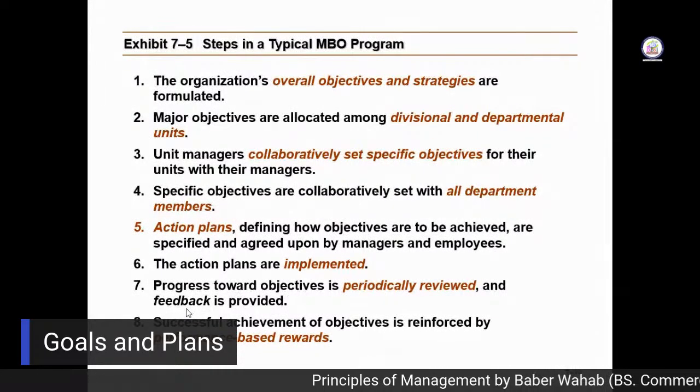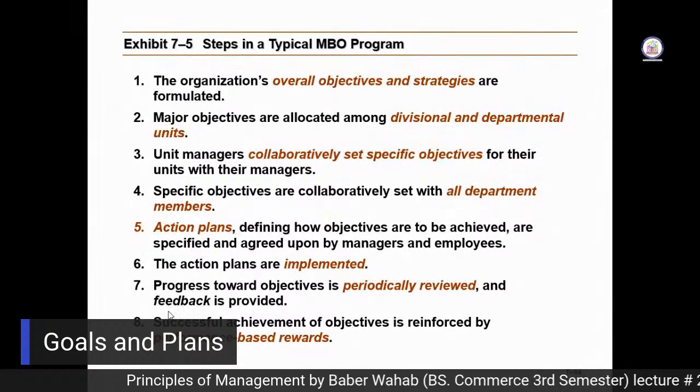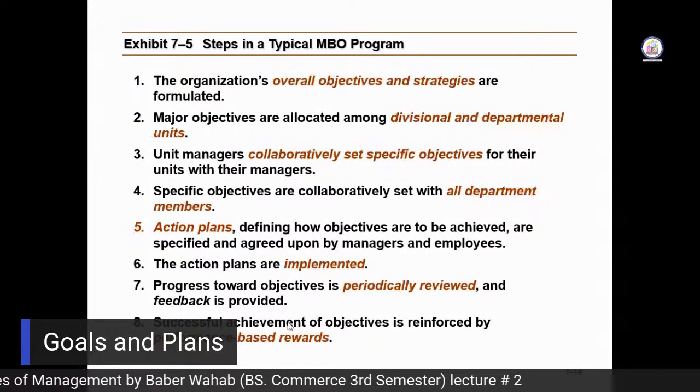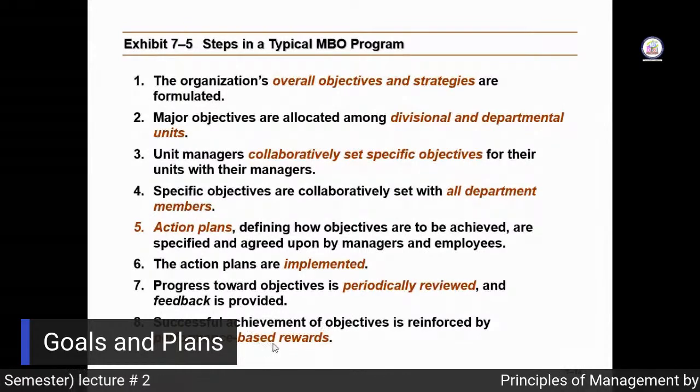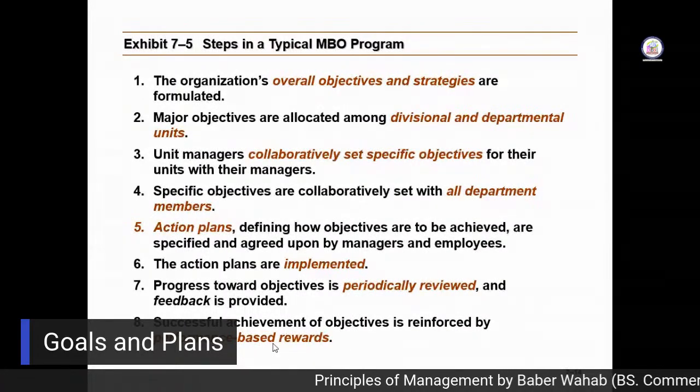We'll be encountering this term feedback in the control chapter as well, and then successful achievement of objectives is reinforced by performance based rewards so that people are motivated to keep on working.